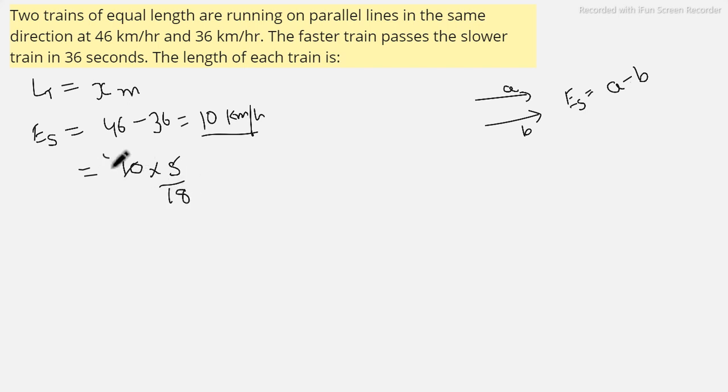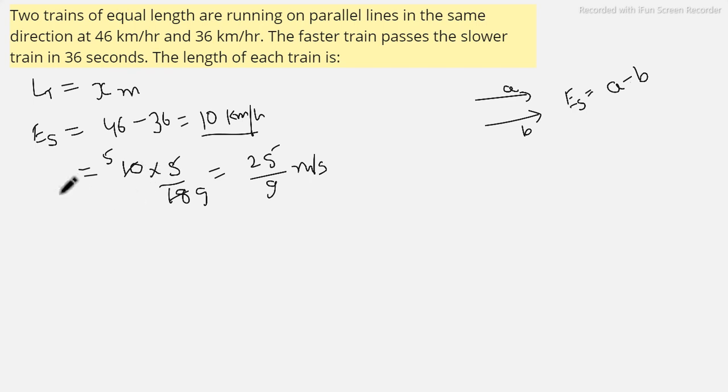So this comes, so this will be 25 by 9 meter per second. Now what it is saying, the faster train passes the slower train in 36 seconds.